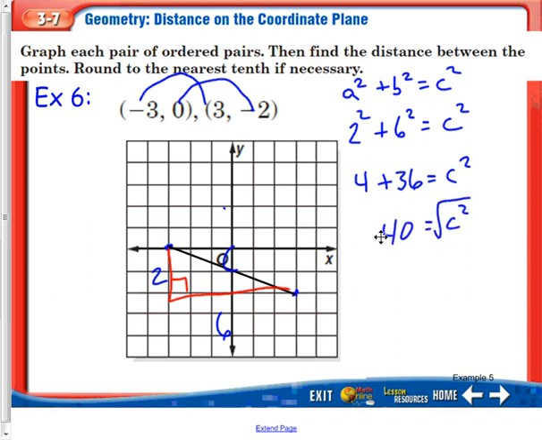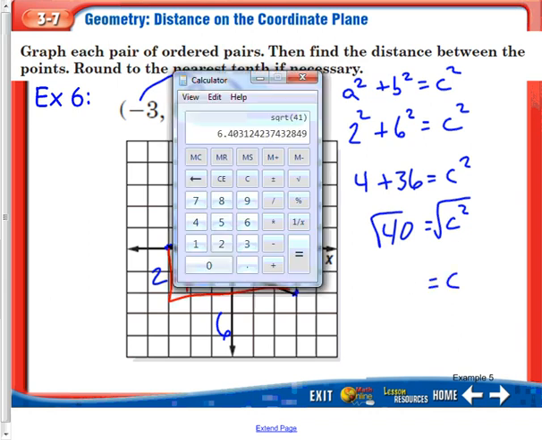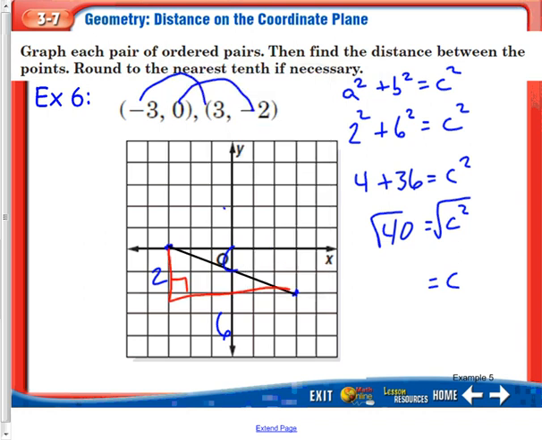Now we want to find the square root of both sides. So we know that c is equal to, and last time we were at 41, so this will be pretty close here. So we're going to go the square root of 40 is about 6.3. So we're going to say about 6.3 units. Don't forget to include those units because we are talking about a distance.